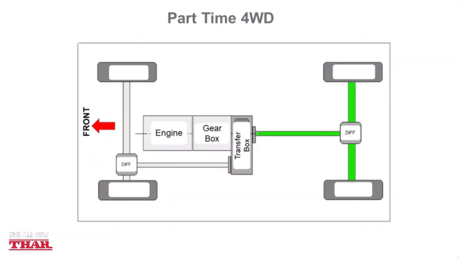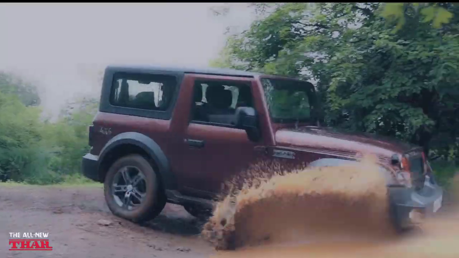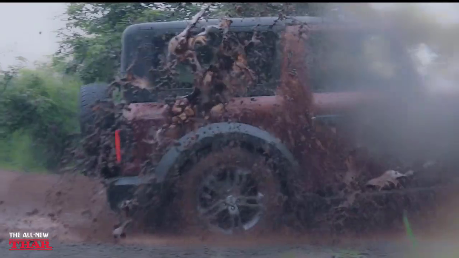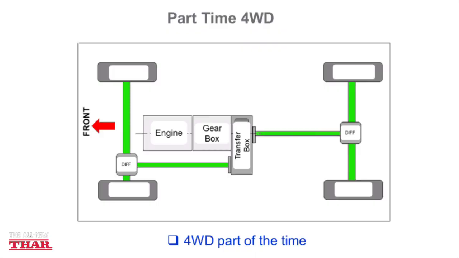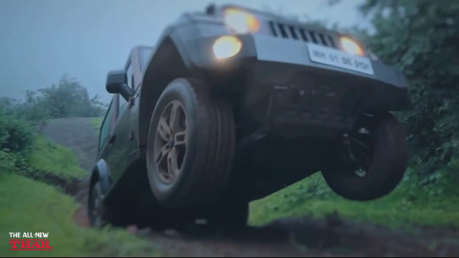Let's start off with part-time four-wheel drive. Part-time simply means that the vehicle's engine typically drives two wheels most of the time. It can be switched to four-wheel drive for greater traction part of the time. This switch is decided by the driver and operated using the four-wheel drive shift lever. Thar's part-time four-wheel drive has a two-wheel drive high gear, four-wheel drive high gear, and four-wheel drive low gear options.